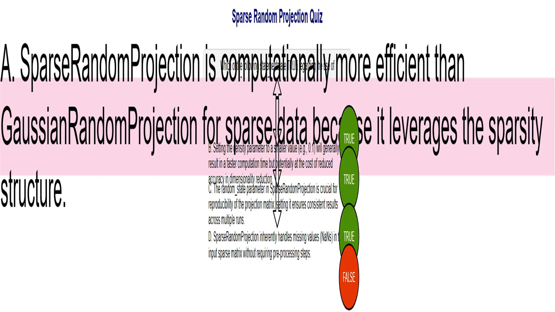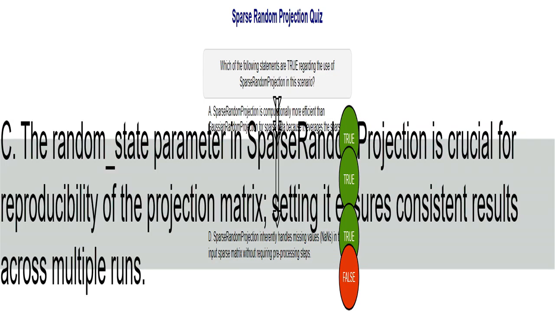This statement explores the trade-off between speed and accuracy when adjusting the density. A lower density means fewer computations but could lead to a loss of information, and hence a less accurate outcome. This statement focuses on the tool's ability to deal with missing data, which is important for data cleaning and preparation for the SparseRandomProjection process.